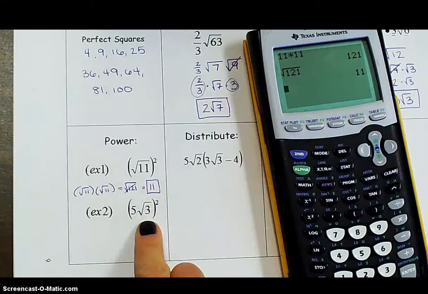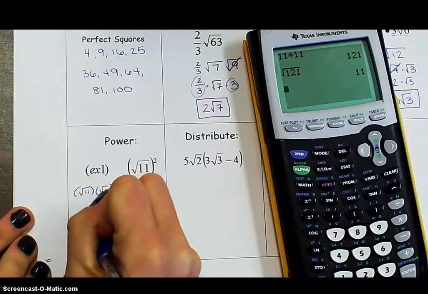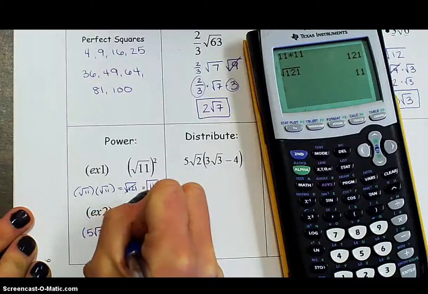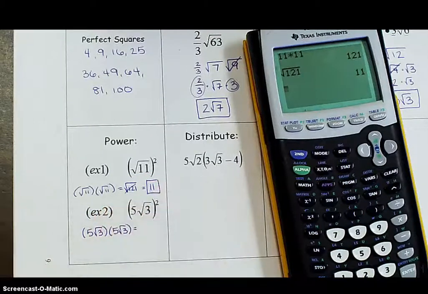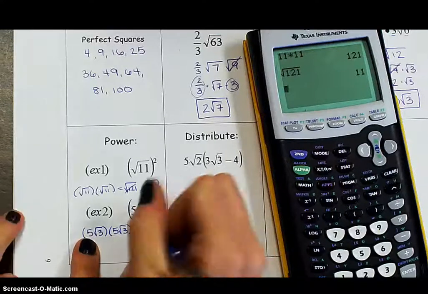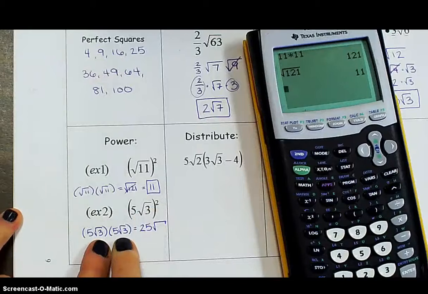All right, now number 2 is going to be a little bit different because you have a coefficient and a radicand. So we're going to multiply these together. 5 radical 3, 5 radical 3. So just like before, when you multiply the coefficients, 5 times 5 is 25.